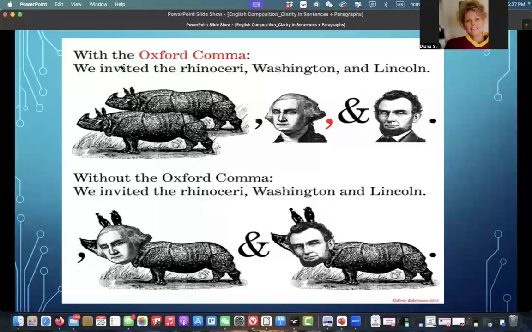This one uses the Oxford comma. We invited the rhinoceros, Washington, and Lincoln. There should be a comma here because you're making a list. In this one, without it, the rhinoceros are named Washington and Lincoln.